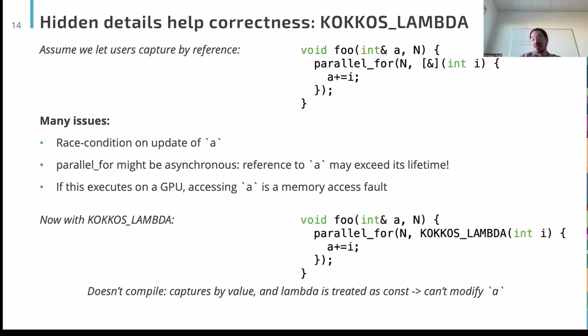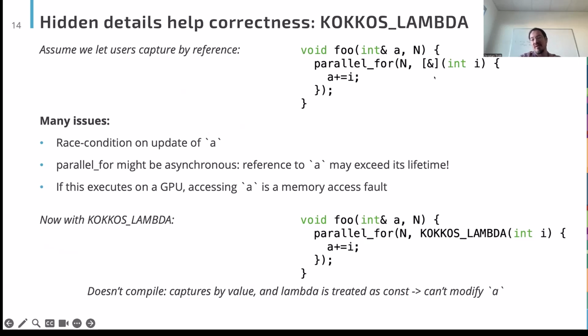The next thing is that parallel_for in our semantics is asynchronous, so this function call will return before that parallel_for is potentially done. Now, A may exceed its lifetime, may exceed the lifetime of the function, and you're now updating an invalid reference. And if you actually try to compile this for GPUs, and assume it would compile and work, accessing A is a memory access fault. A is probably some local temporary variable in the stack of a CPU thread, and the GPU can't access that. It will segfault on that.